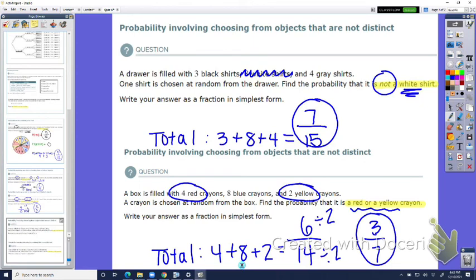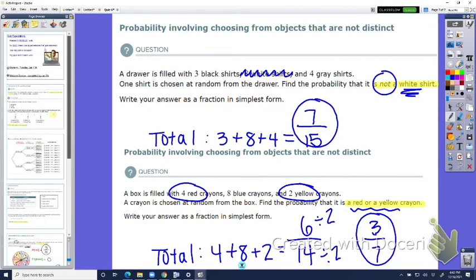Okay, so that's what the whole quiz is going to be on. You're going to have 2 of each type of probability question.